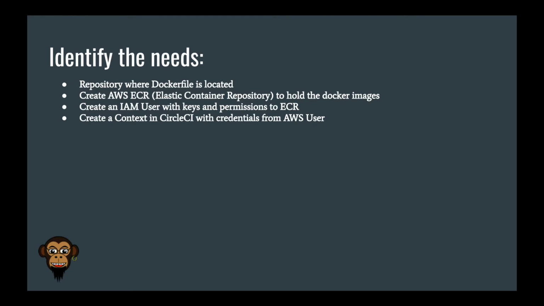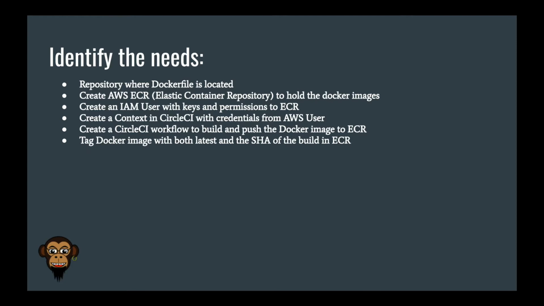We're going to have to create a context in CircleCI with the credentials from that AWS user. We're going to need to create a CircleCI workflow to build and push the Docker image to ECR. We're going to go ahead and tag the Docker image with both latest and the SHA of the build or the commit from GitHub or Git in ECR.